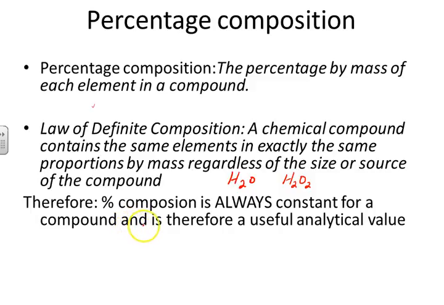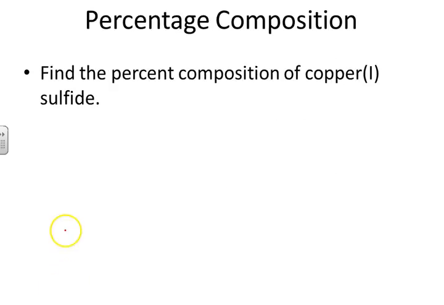Therefore, it makes it a very useful analytical value to look for, and it's one of the fundamental numbers that you would look for in the field of analytical chemistry, which is the field which analyzes substances for their chemical content. One of the first things that you'd actually want to do when you have an unknown compound is determine its composition, very often as a percentage composition. So let's look at how we would find the percentage composition of a compound and what that means in terms of a real compound instead of something like females versus students.